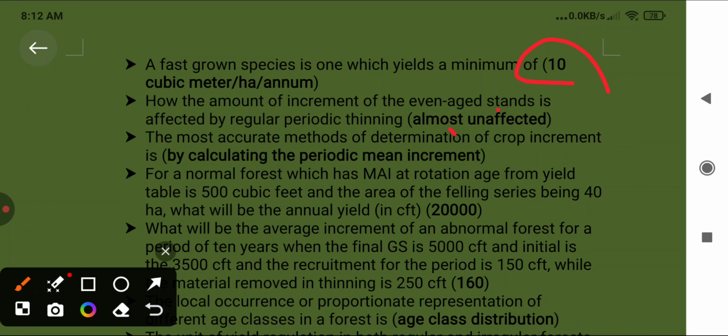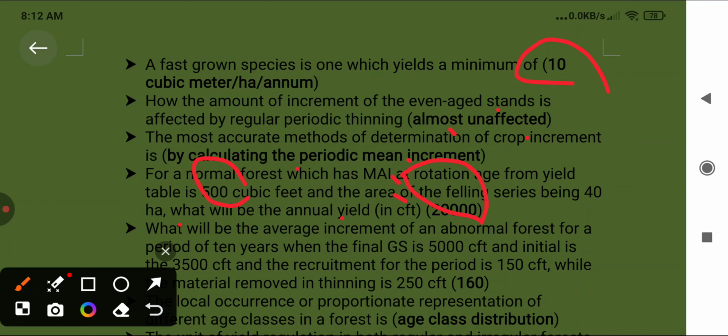How is the amount of increment of an even-aged stand affected by regular periodic thinning? It is almost unaffected. The most accurate method of determination of crop increment is by calculating the periodic mean increment. For a normal forest which has MAI at rotation from the yield table of 500 cubic feet and the area of the felling series being 40 hectares, what will be the annual yield?